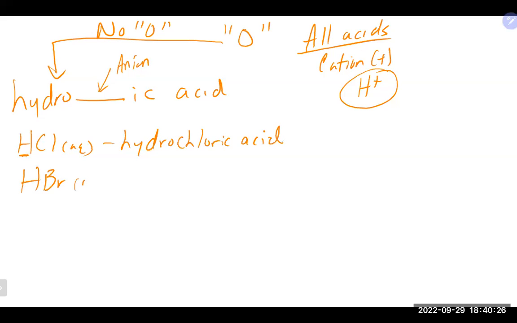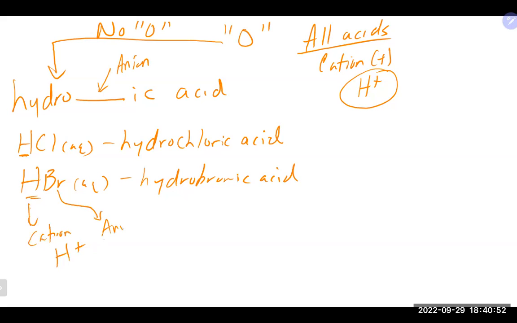HBr would then be hydrobromic acid. So if your acid does not have oxygen in it, it should always start with hydro, it should always end with ic, and the middle part there is going to be your negative guy. Again, in this case, the cation would be H plus, the anion would be Br minus, hence the bromide part of it is where the name comes from. Any questions on acid?